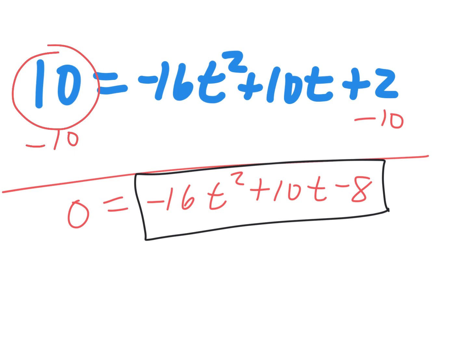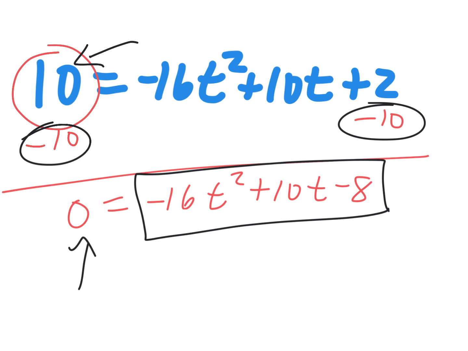Okay, so the one I wish I would have spent more time on last night was, what if they give you a height of, and you stick it right there, and then you have to subtract it from both sides to get it set back to 0, because quadratics always have to be set to 0.